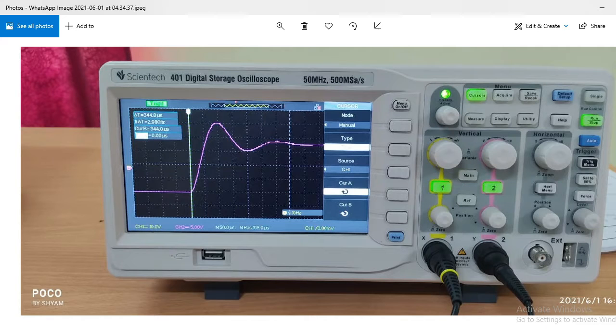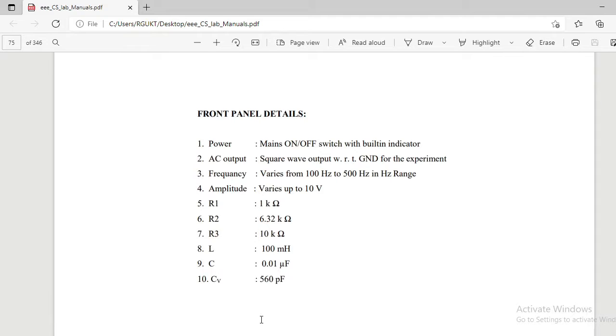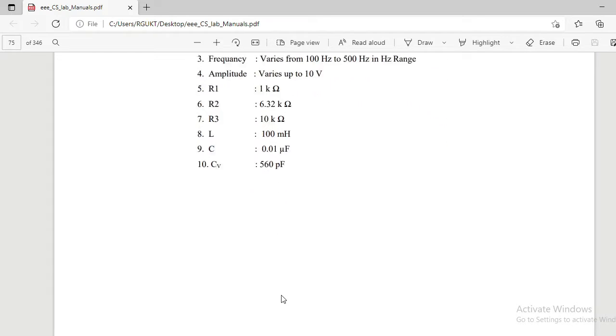So let us see how we are going to find the time response theoretically. For this experiment, the time response of second order system kit appears in the panel. These are the details. Power: we need to switch on or switch off the supply. Next, AC output, square wave output with respect to ground. Next, frequency, the range from 100 to 500 Hz. Amplitude we can vary up to 10 volts. These are the values of R1, R2, R3: 1 kilo ohm, 6.32 kilo ohm, 10 kilo ohm, and inductance value 100 millihenries, 0.01 microfarad, and variable capacitor is 560 picofarad. These are the details of your kit.